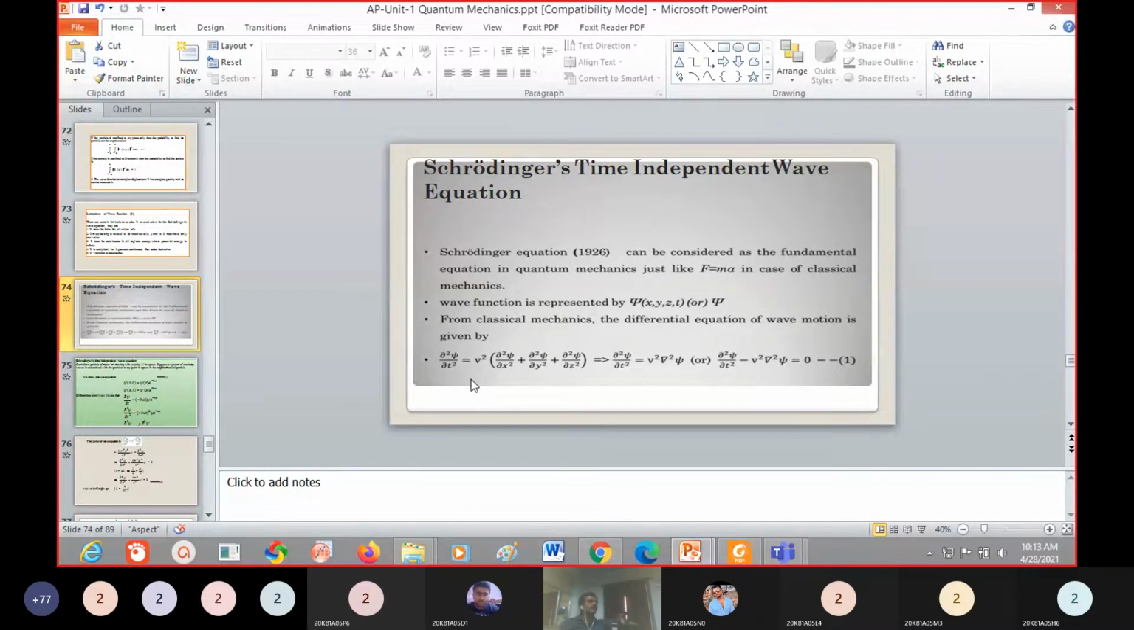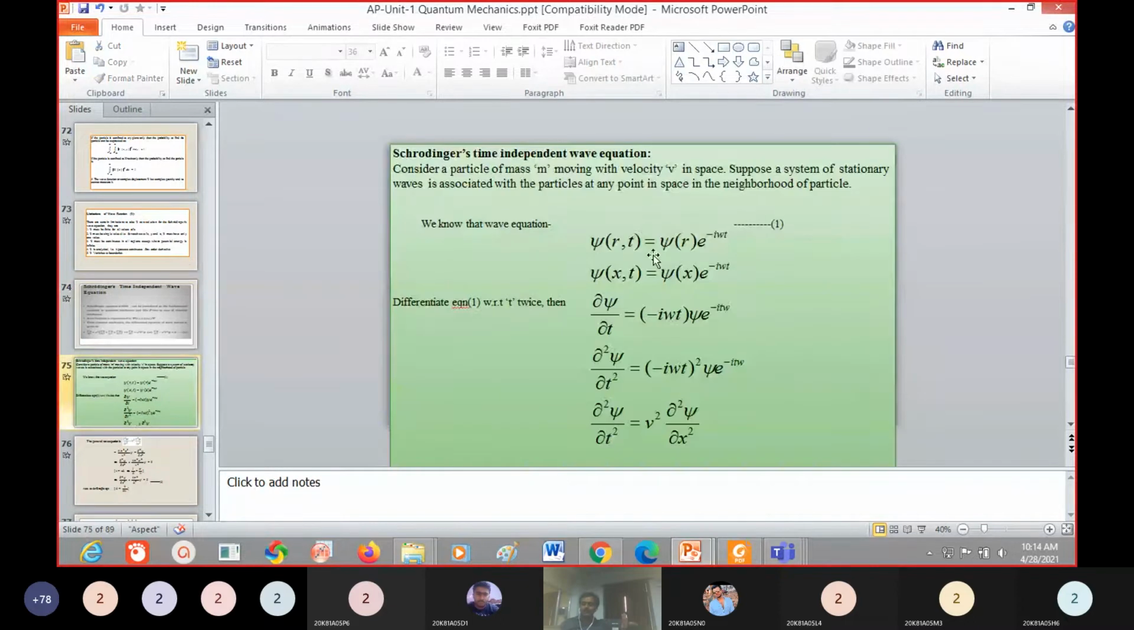We will consider the classical wave equation. What is the classical wave equation? It is del square psi by del t square equal to v square into del square psi. Otherwise, del square psi equal to 1 by v square into del square psi by del t square. So this is the classical wave equation, and by using it we are solving this here.